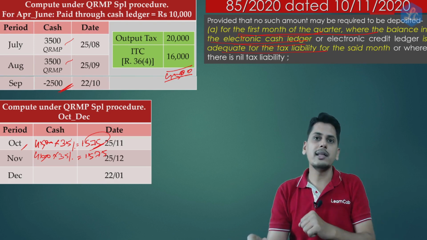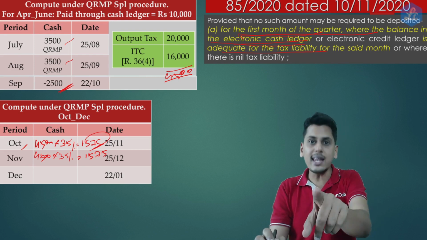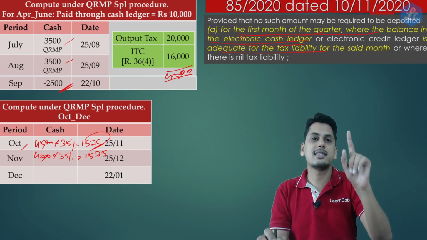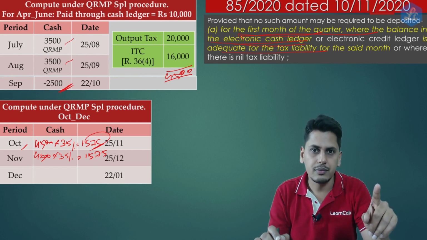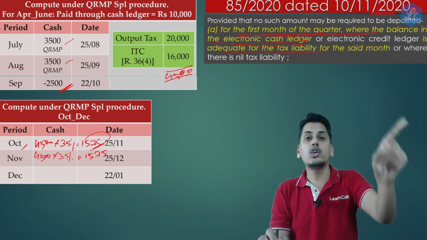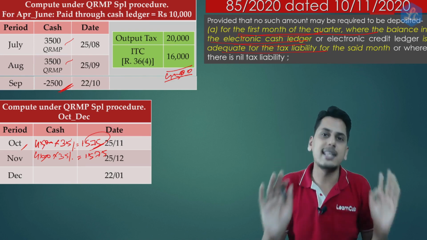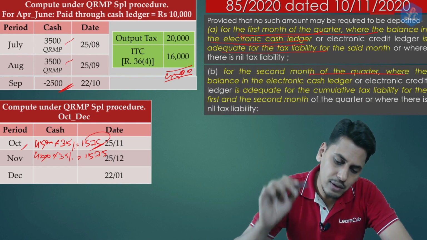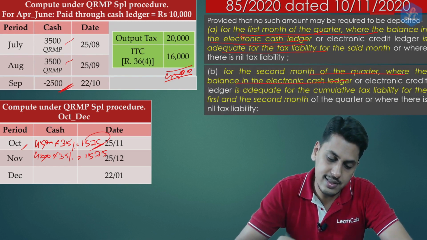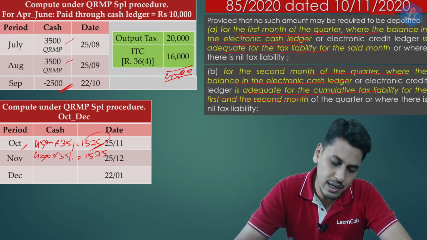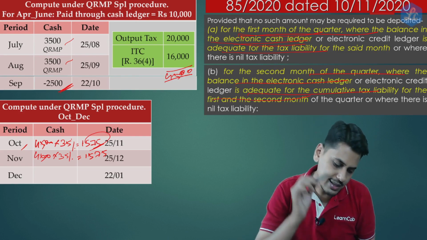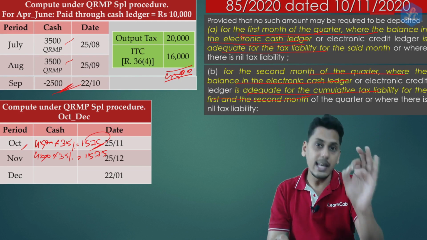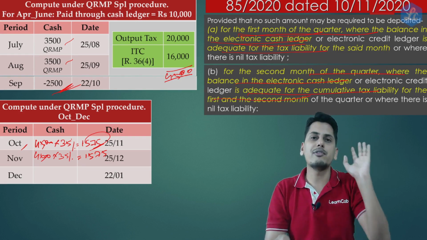Now for the second month, should it speak cumulatively for the first and second month? Should it say the balance which is lying in the cash ledger should be adequate to cumulatively meet the liability of the first and second month? Yes. Let's have a look. For the second month of the quarter, where the balance in the cash ledger is adequate for the cumulative tax liability for the first and second month. In this example, whether the balance which is there in my cash ledger is adequate for the cumulative liability of my first and second month.